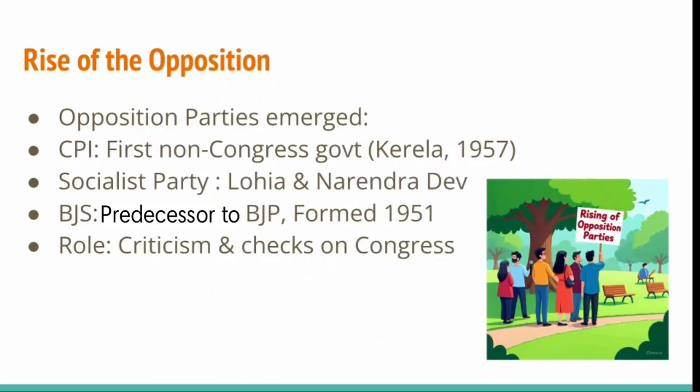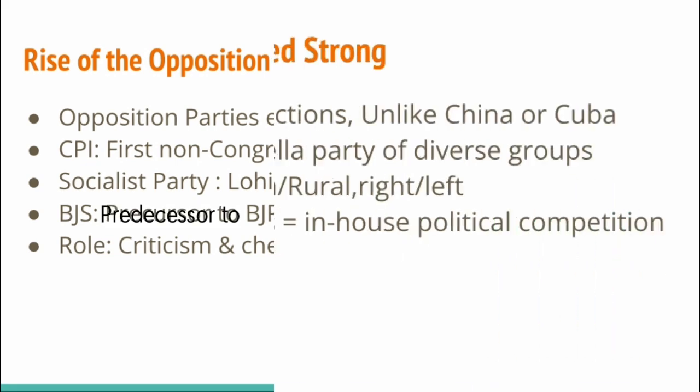Rise of opposition. Even though Congress was dominant, opposition parties did exist. The Communist Party of India (CPI) formed the first non-Congress government in Kerala in 1957. The Socialist Party was formed by leaders like Ram Manohar Lohia and Acharya Narendra Dev. Bharatiya Jana Sangh (BJS), predecessor of today's BJP, was formed in 1951 by Shyama Prasad Mukherjee. These parties did not win many seats but played an important role in keeping democracy alive by giving constructive criticism.